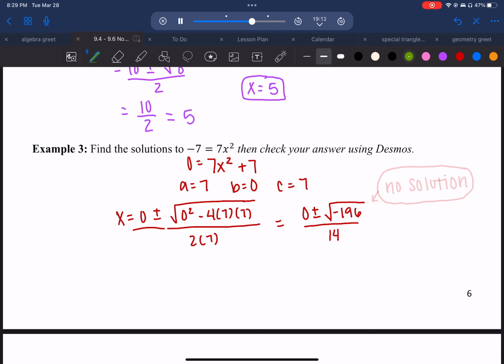And if you remember from Tuesday, if you have a negative in the square root, it is automatically no solution. So if you go ahead and plug that equation into Desmos, it will not touch the x-axis, hinting there is no solution.